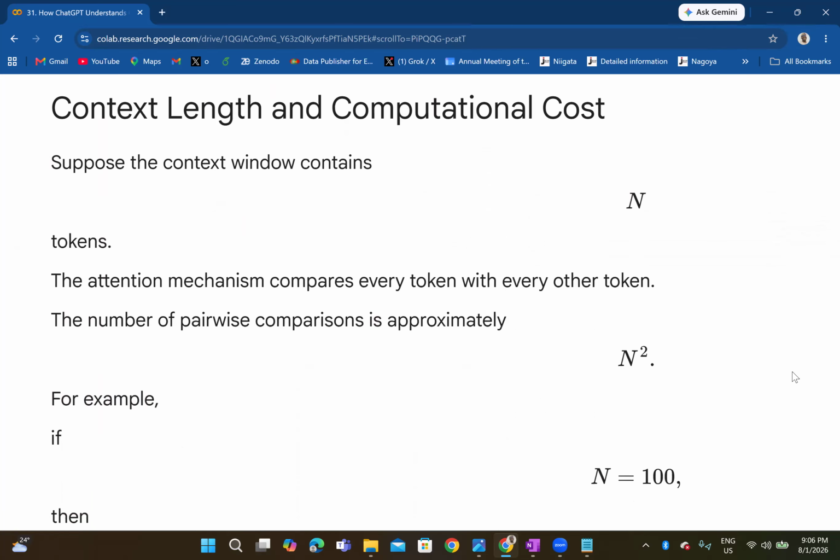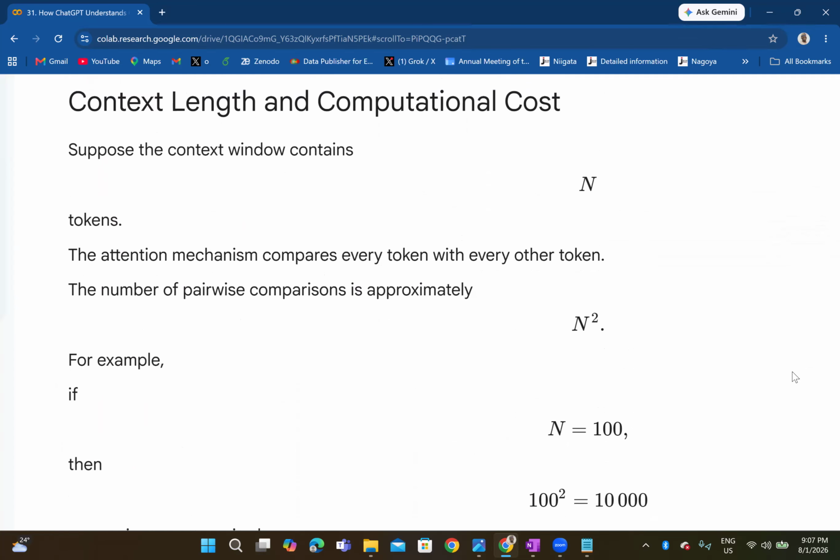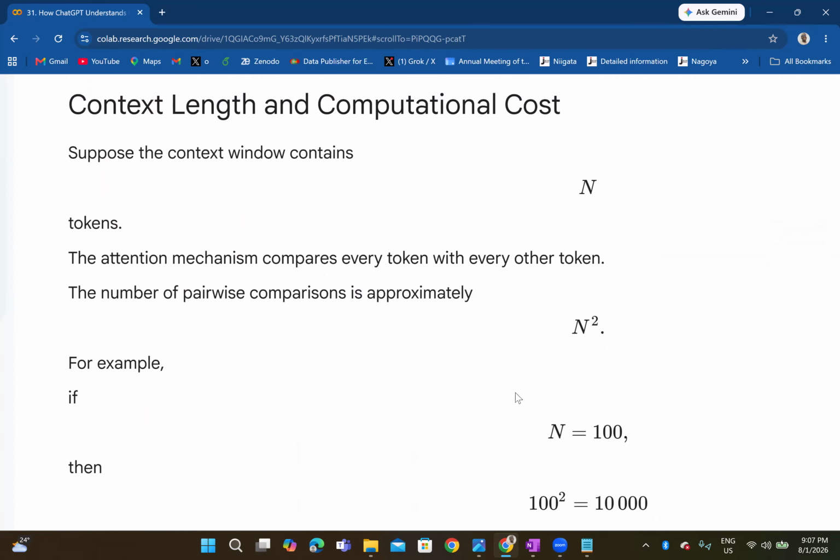Now let's talk about context length and computational cost. Suppose the context window contains n tokens. The attention mechanism compares every token with every other token. So the number of pairwise comparisons is approximately n squared. For example, if n is equal to 100, then 100 squared is 10,000.